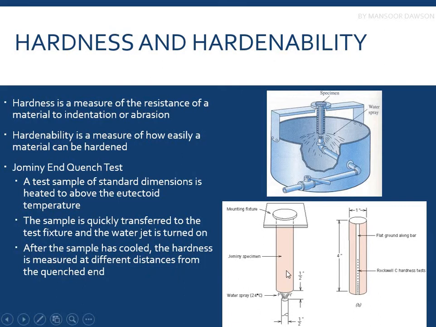After the sample has cooled, the hardness is measured at different distances from the quench end. From this end our part will be quenched, and we'll be measuring the hardness from this part to the other end of the part, and we'll know how much the hardness has changed throughout. So that is the Jominy end quench test, which was developed by a scientist named Jominy, in which we are quenching our part from one end, and we are checking the hardness after the part has been completely cooled.